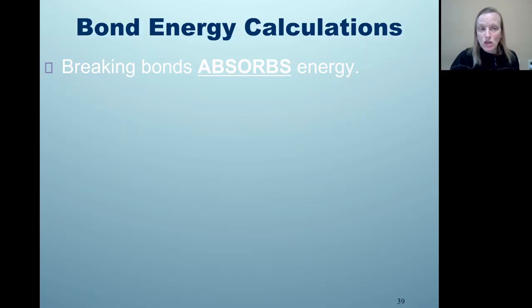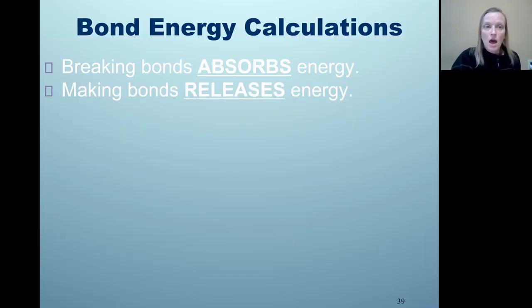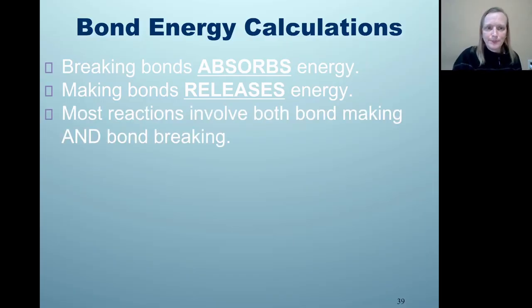Breaking bonds is an endothermic process. Making bonds, on the other hand, releases energy. It's more energetically stable. This explains why bonding happens: you create a more energetically stable format for the atoms, and so this process releases energy. So most reactions involve both bond making and bond breaking.